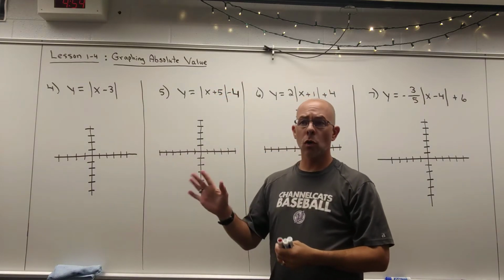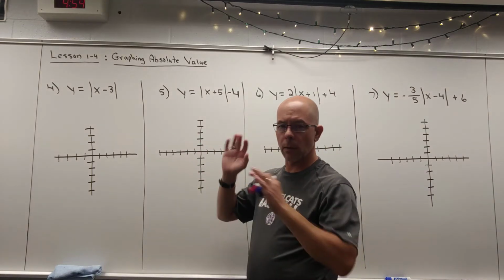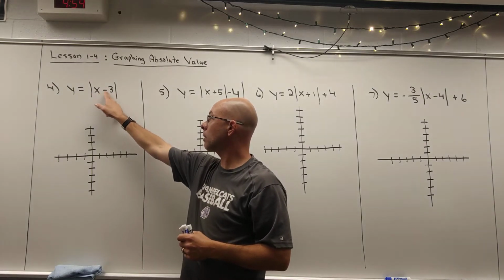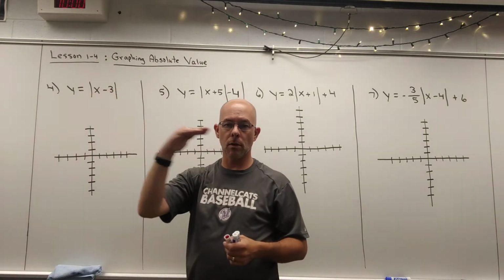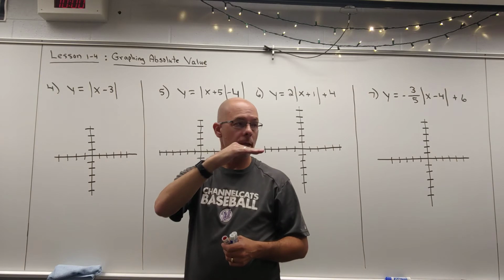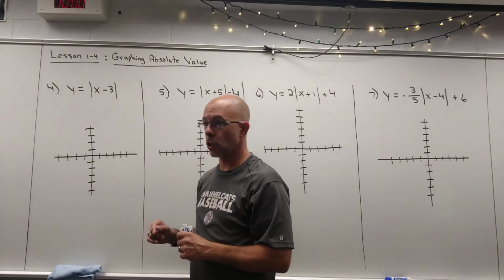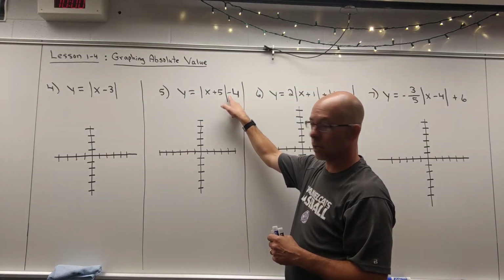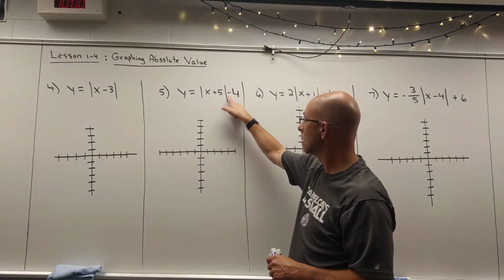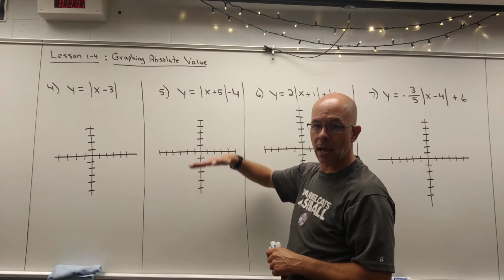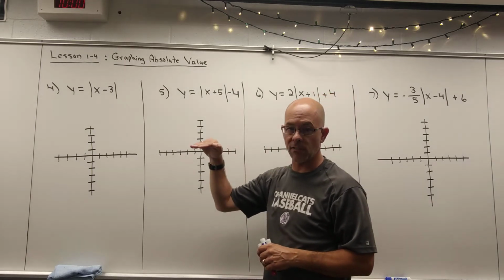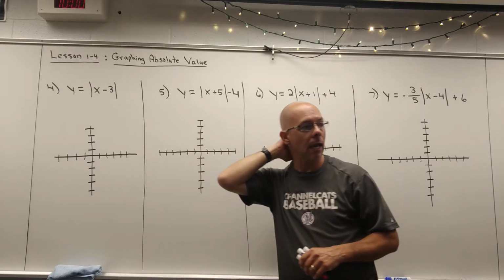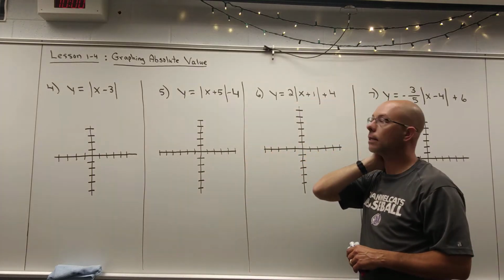Okay, so we've then also learned, so again, repeat. Inside the absolute value sign, x plus or minus, that moves the graph left or right, and it moves the opposite direction of the sign. Numbers that are after the absolute value sign, plus or minus, they move the graph up and down, and they are sign specific. Plus up, minus down.